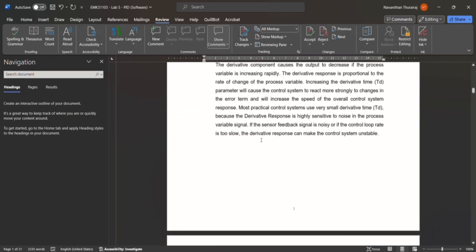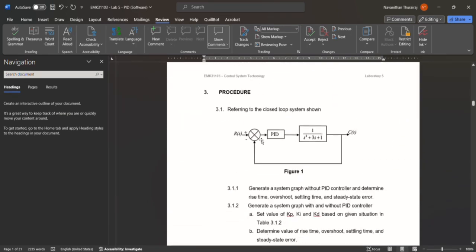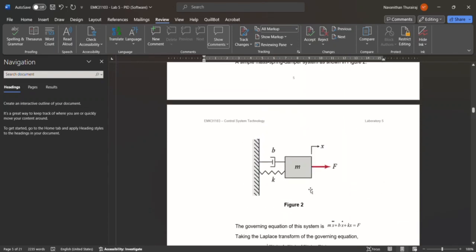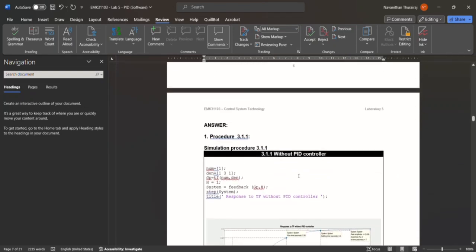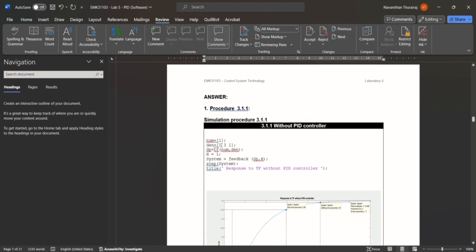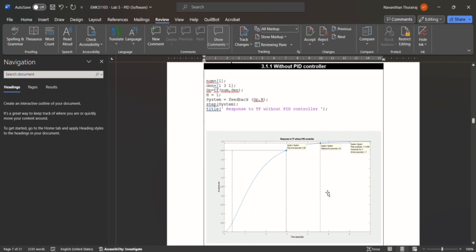Moving on to the first part of this experiment, this is Figure 2, Figure 3, and this is the answer part for procedure 3.1.1. This is without the PID controller. The numerator is 1, the denominator is 1, 3 and 1, and as usual GP is TF of numerator and denominator, and the system feedback is GP and H. This response is the response to TF without PID controller.